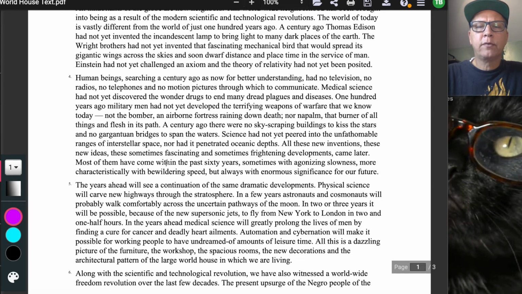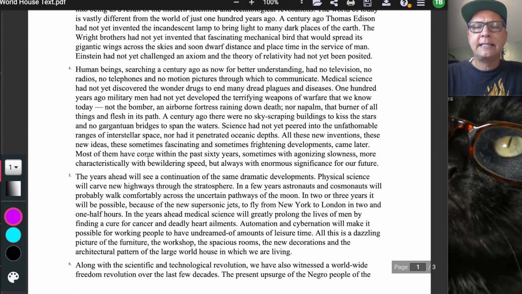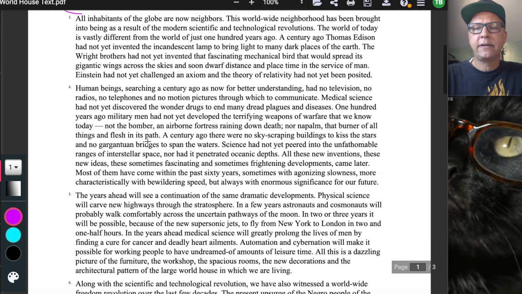Not the bomber and airborne fortress raining down on death, nor napalm, that burner of all things and flesh in its path. A century ago, there were no skyscraping buildings to kiss the stars and no gargantuan bridges to span the waters. Science had not yet peered into the unfathomable ranges of interstellar space, nor had it penetrated oceanic depths. All these new inventions, these new ideas, these sometimes fascinating and sometimes frightening developments came later. Most of them have come within the past 60 years, sometimes with agonizing slowness, more characteristically with bewildering speed, but always with enormous significance for our future.